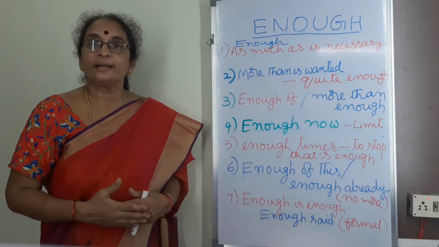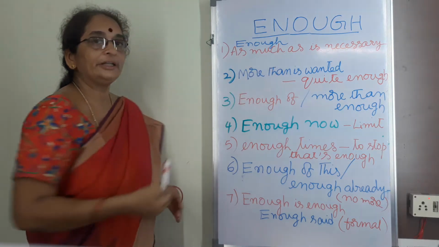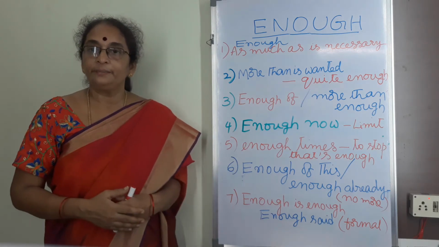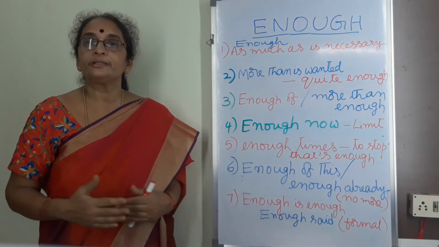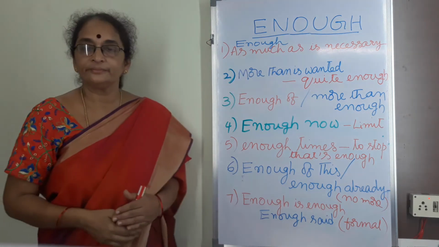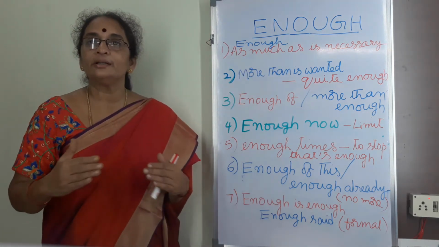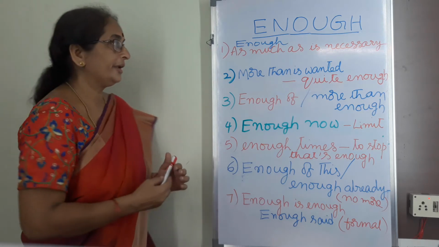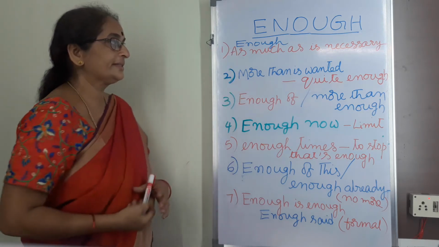Let us discuss some more examples. There are enough books in the library. It means the books are enough for the students in the library. The menu is enough. It is necessary. The menu is necessary. That's enough. Okay. Now, let us move to the next example.